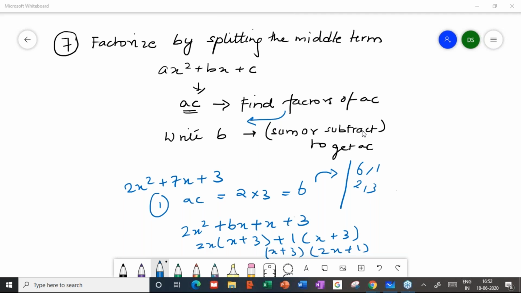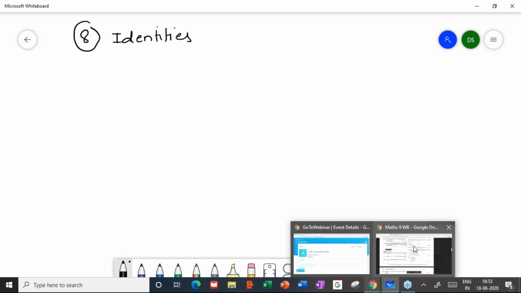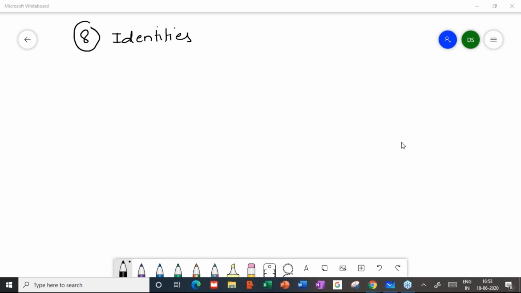Okay, so now we are moving on to the last part of the chapter, the last kind of questions we come across, which is identities. How good are you all with identities? By hearted them, quite good, no? How good are you all?